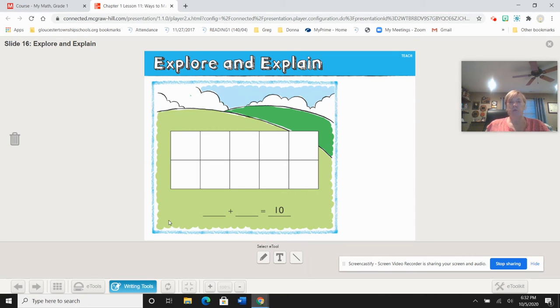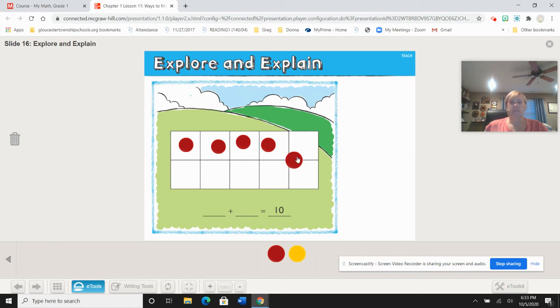Okay, so did you try making different ways of 10? Okay, so this is what we get to do for this one. We get to pick whatever way we would like to make the number 10. And once you do that, I'm just going to try this one. Right, 5. And then I'm going to put the yellow ones down here.